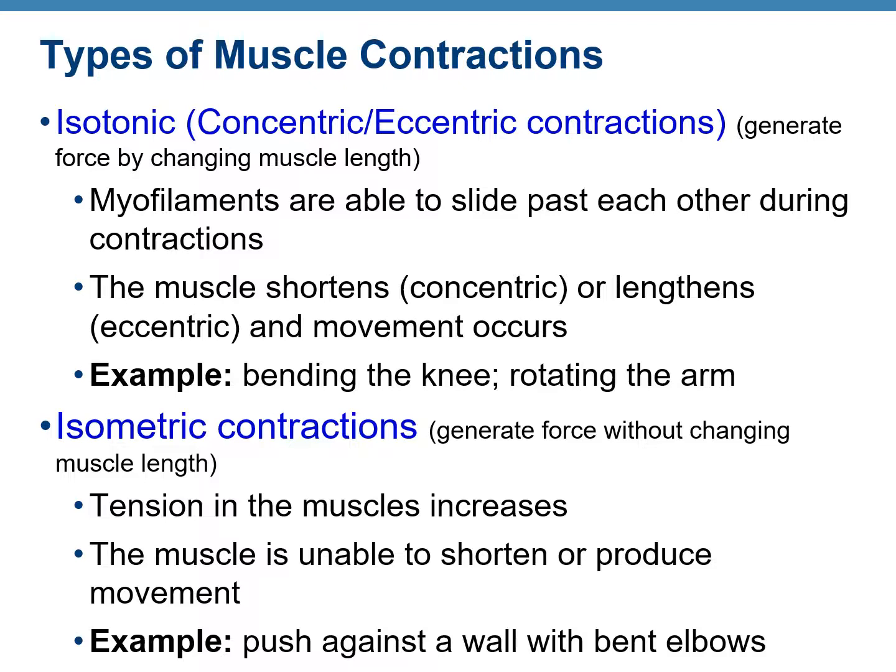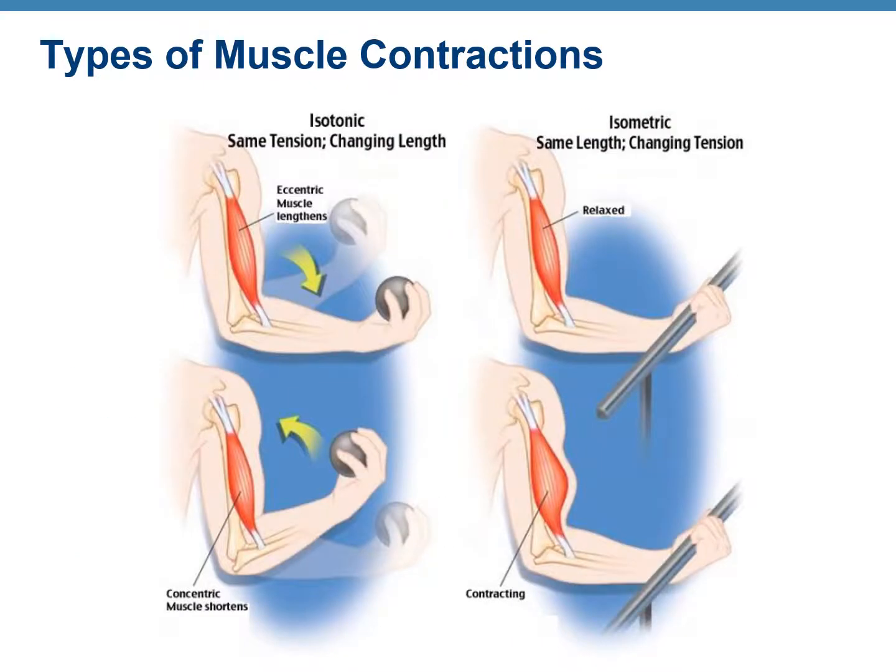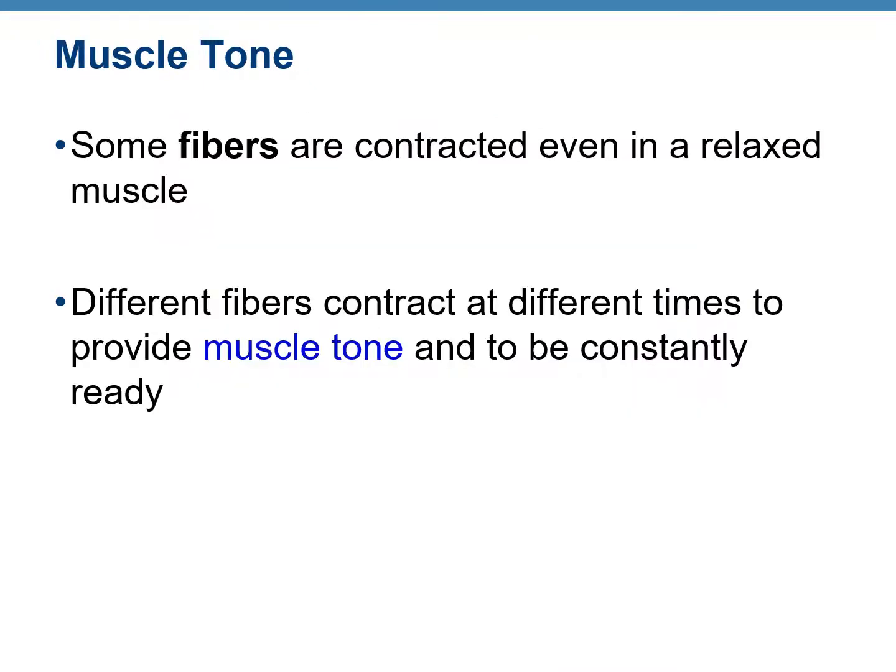In isometric contractions, the muscle is unable to shorten or produce movement. For example, you push against a wall with bent elbows. This figure shows isotonic and isometric types of muscular contractions. Muscle tone is generated by different muscular fibers contracting at different times.